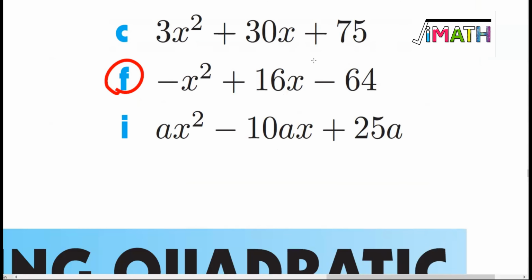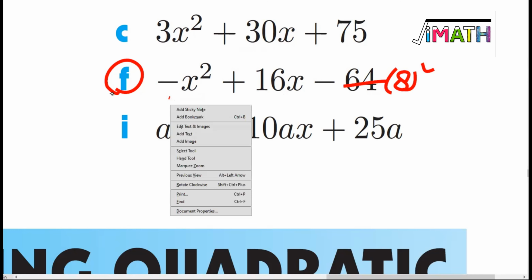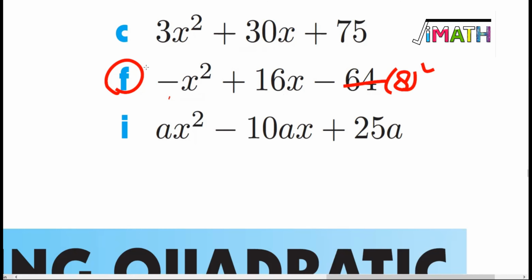Okay, so here 64, we break that down into 8 squared, and then we have x squared there. No, that is minus there. Yeah, so negative x squared. So then inside the bracket, wouldn't it just be negative x plus 8 whole squared?